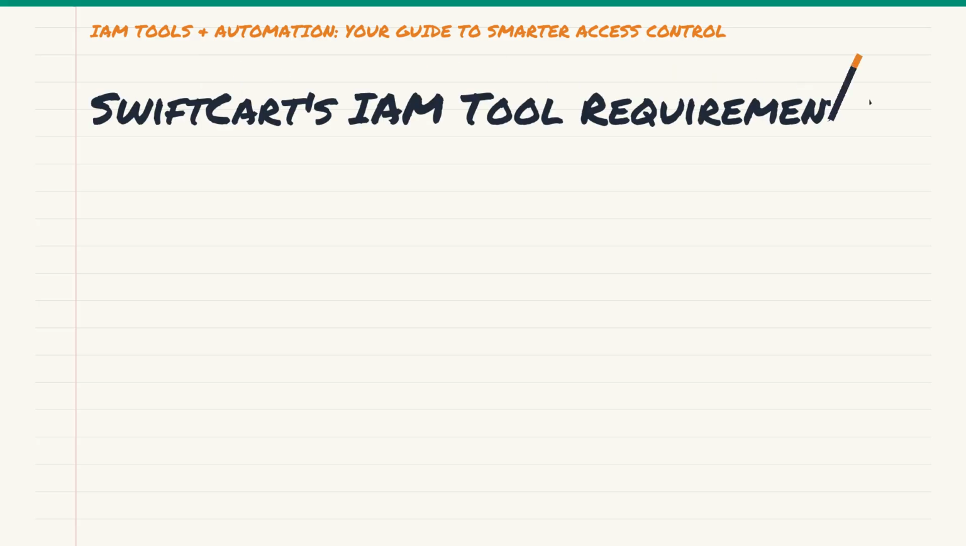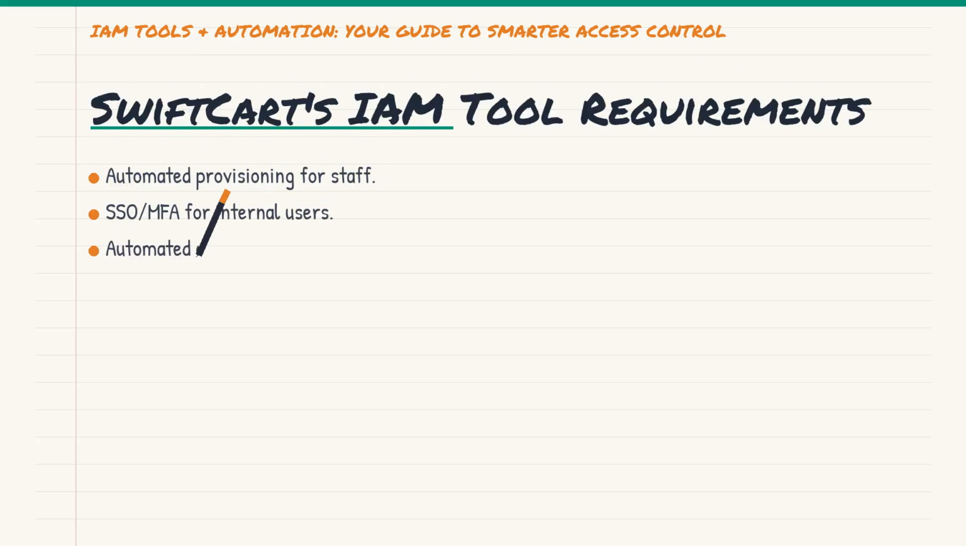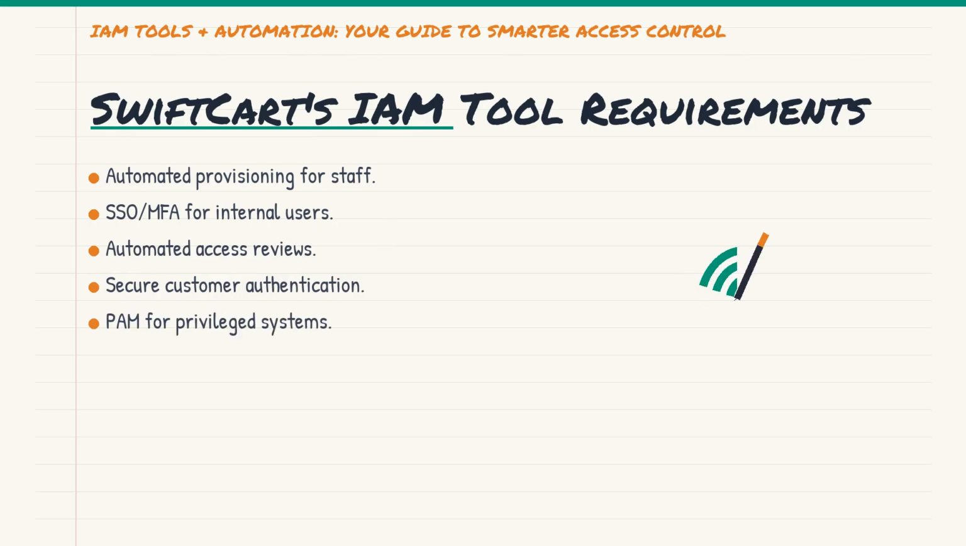For SwiftCart, the priorities are clear: automate user provisioning for new hires in customer service, marketing, and ops, implement robust SSO and MFA for all internal users to protect their corporate resources, and set up automated access reviews for their internal tools. They also need to secure their customer data, meaning robust authentication for customer accounts and granular access controls for their backend support systems. A PAM solution might be necessary for their database administrators and cloud infrastructure engineers.